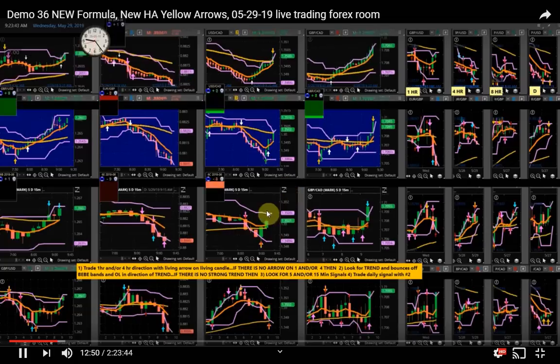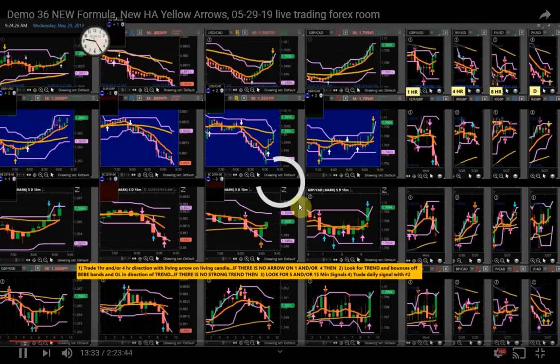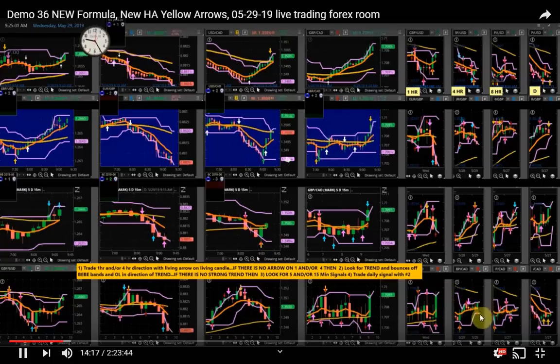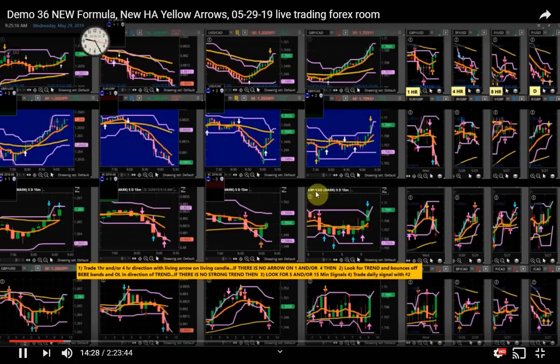And look at these number ones now, look how they moved. Again, look, they'd come right up here. And this is the power of a 1 and 4 hour signal together.